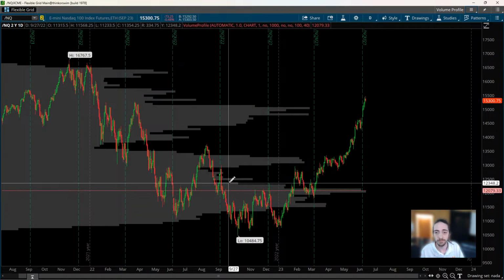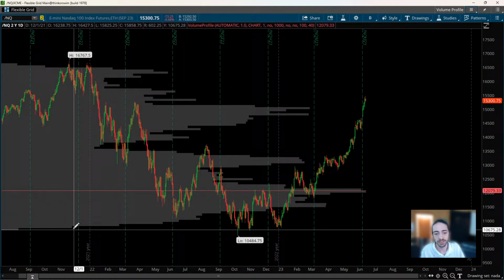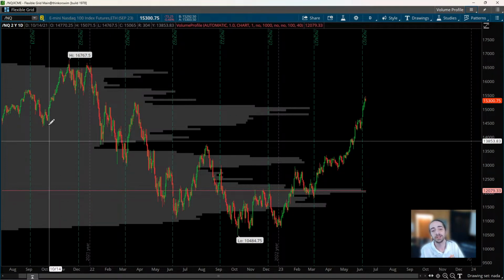All right, so let's hit back to the volume profile. Appreciate you guys letting me do that little announcement. And look at this, we see how big this volume profile is. Now we're looking at the NASDAQ.